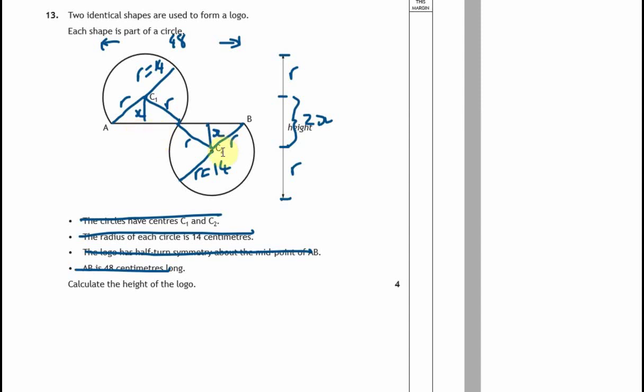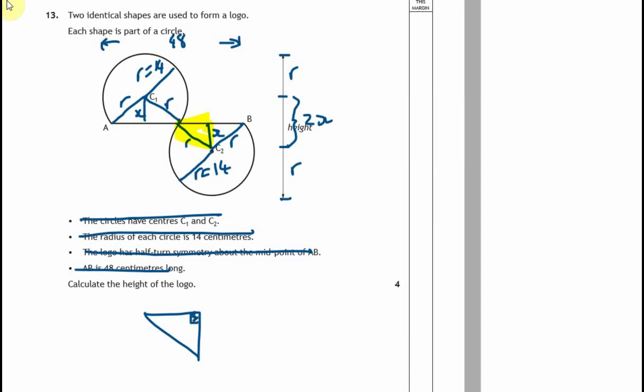Okay, so it's already starting to look like we know bits and pieces, don't we? So let's draw a right angle triangle out, and I'll just look at this part of the diagram.